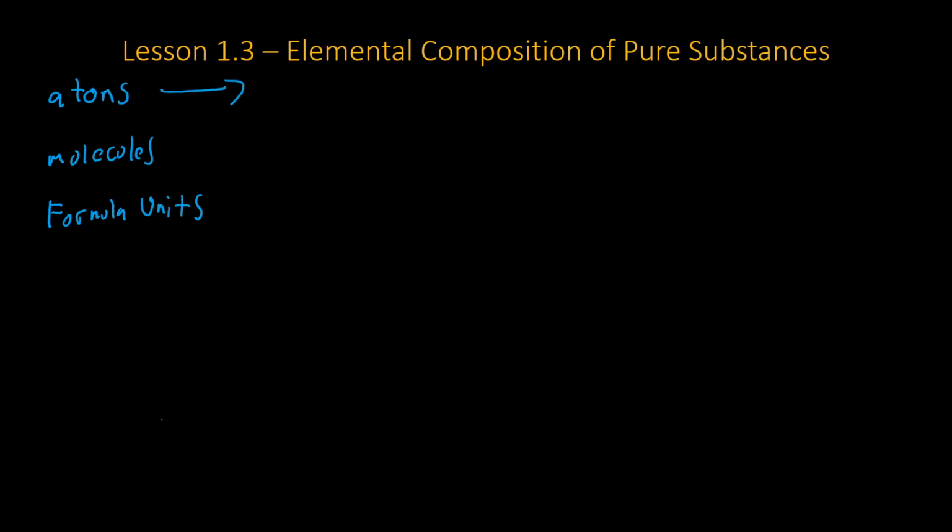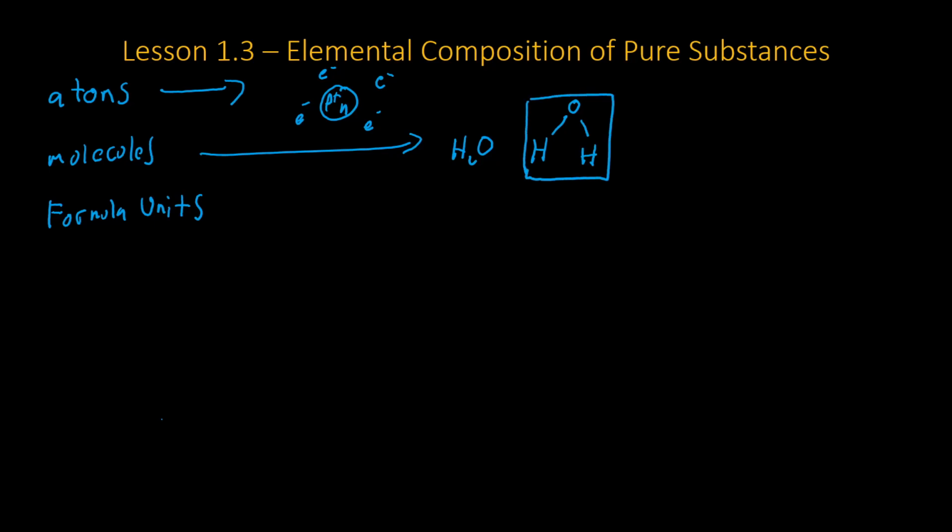Atoms, we know, are those structures that have a nucleus in the center with some number of protons, some number of neutrons, and then electrons in some arrangement outside of that nucleus. Molecules, then, take a very specific form, and they have discrete differentiable units. If I were to talk about water, H2O, water always looks as such, and this is always going to be one molecule of water.